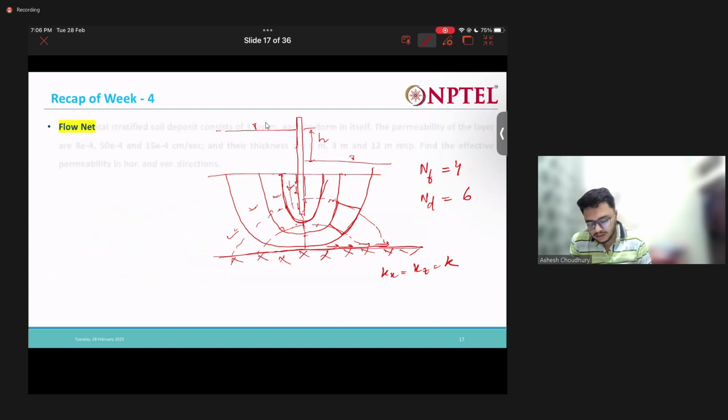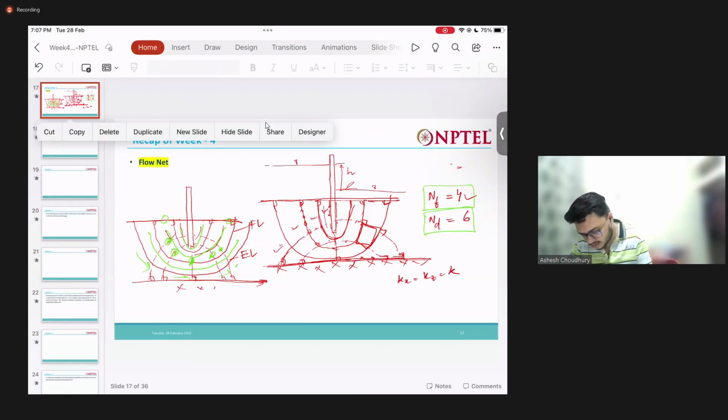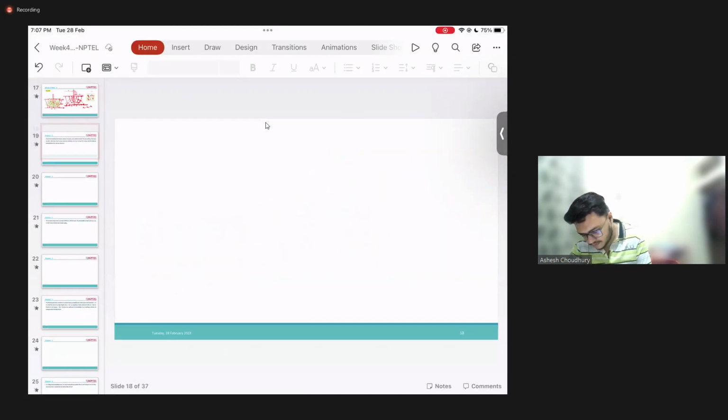Now one more main topic is how we can calculate the flow using this flow net. I will just see, there is no space here, so I will just make some.